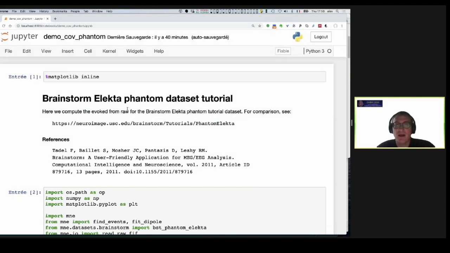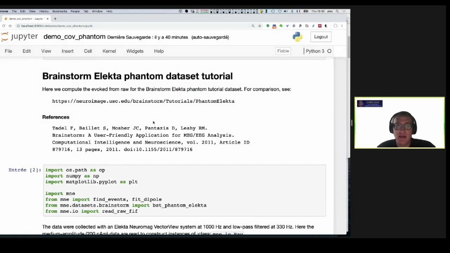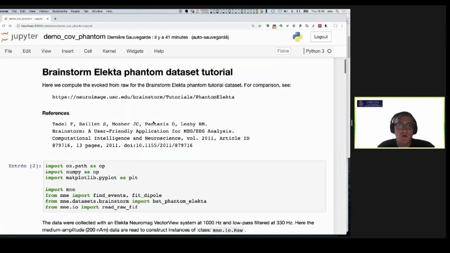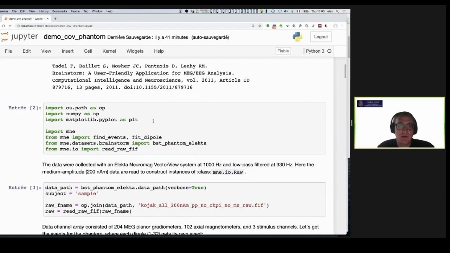Okay, so it will allow us to quantify, when we know the ground truth, how much checking our hypothesis about the noise matters in terms of source localization. So this is using MNE, the MNE Python package, in a notebook. I invite you to visit the MNE website to learn more about this. But here I'm just going to walk you through this notebook so you can understand what's going on.